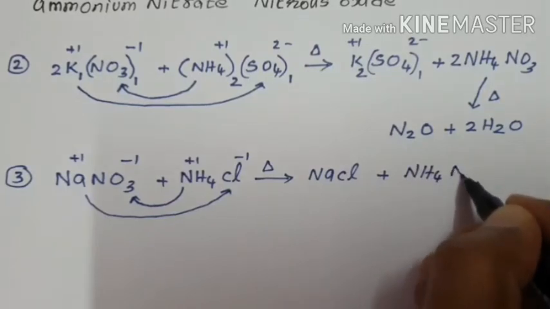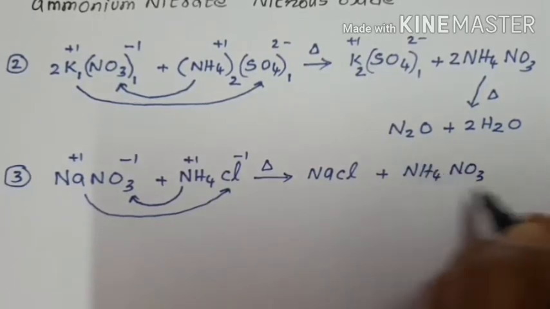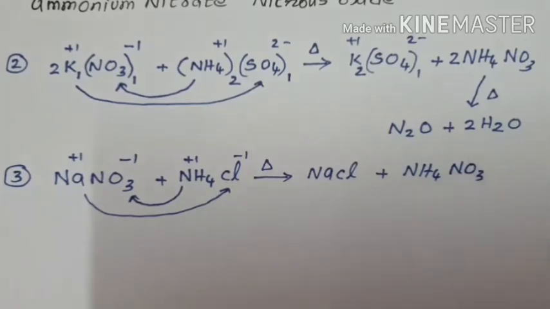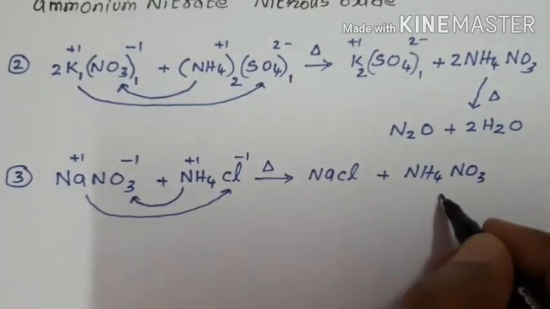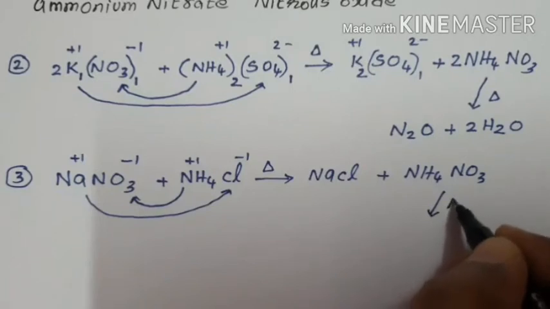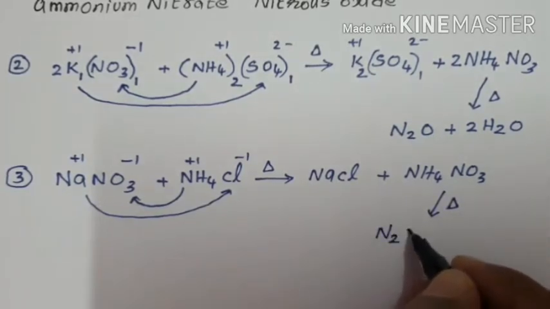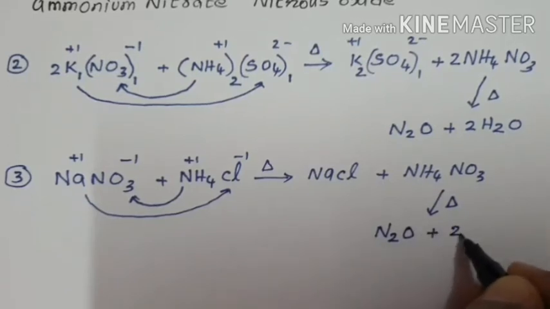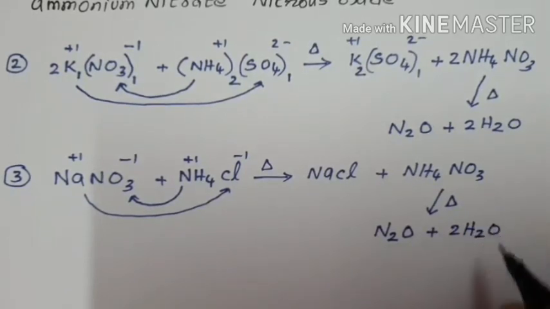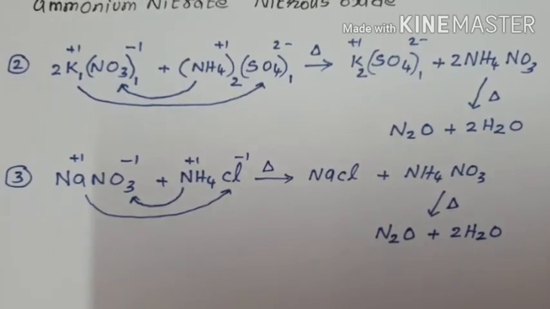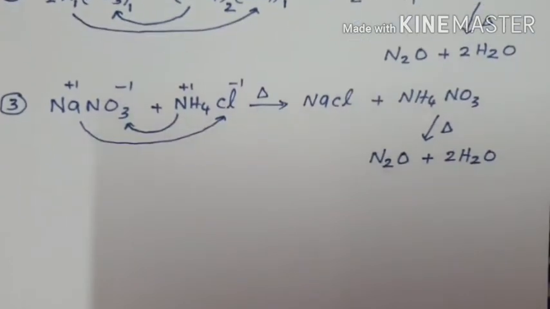Ammonium nitrate: ammonium valency 1, nitrate valency 1. Again, the ammonium nitrate formed on heating undergoes decomposition and gives nitrous oxide plus loss of water molecules. So this is the third method of preparation of nitrous oxide. Then we come to the fourth method.